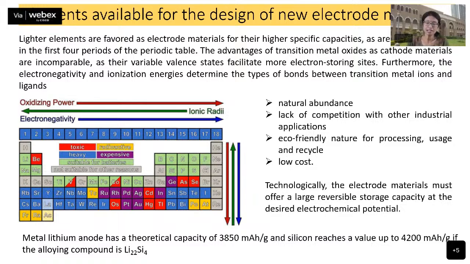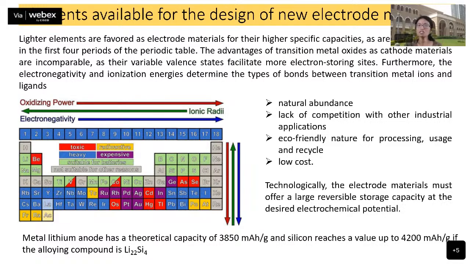So as I said, lighter elements will be preferred because they will give you higher specific capacity. And for this, the first 4 periods of the periodic table throw up very good elements. Then transition metal oxides, as you saw in the LiCoO2, this cobalt is nothing but a transition metal. So these transition metal oxides are also very good materials. Why? Because the transition metals generally have variable valence state and it facilitates more electron storing sites.